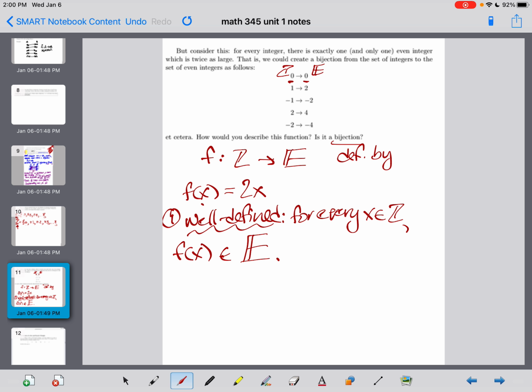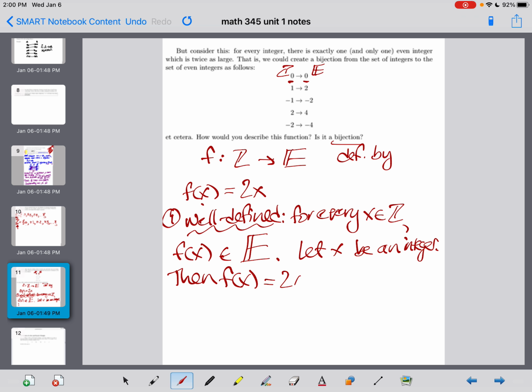Is this the case? Well, sure, right? Let x be an integer. Then f of x would be 2x, which is, in fact, an even integer. That's how we define even integers. It's anything that you can express as 2 times an integer.